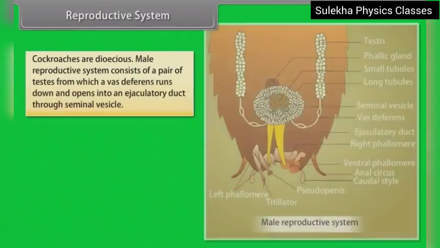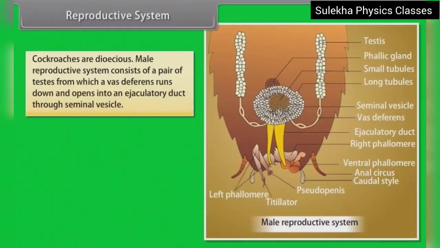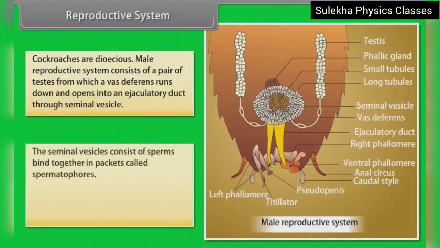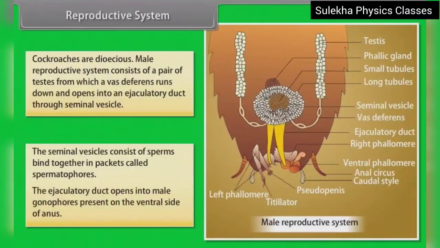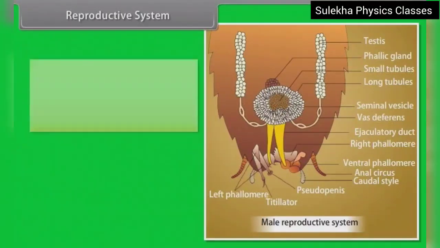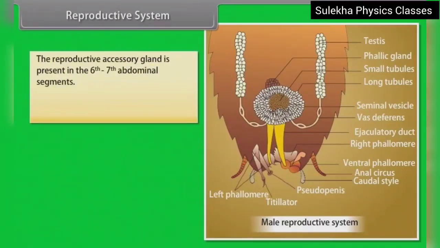Reproductive system. Cockroaches are dioecious. The male reproductive system consists of a pair of testes from which a vas deferens runs down and opens into an ejaculatory duct through the seminal vesicle. These seminal vesicles store sperms bound together in packets called spermatophores. The ejaculatory duct opens into the male gonopore on the ventral side of the anus. The accessory reproductive gland is present in the 6th and 7th abdominal segments. The external genital structures are represented by male gonapophyses.